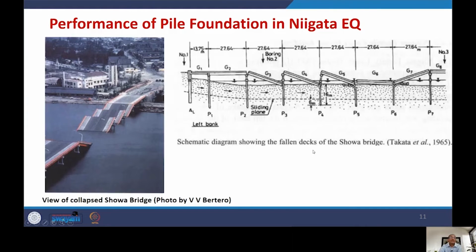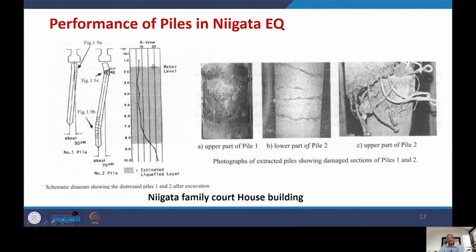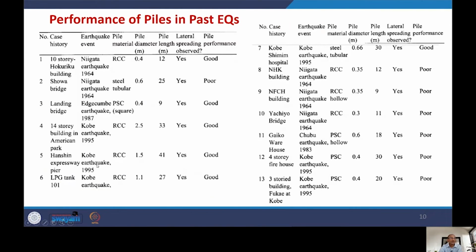The next one. Continue with the Niigata earthquake itself. And this is the pile foundation for the Niigata family courthouse building. So that has also been listed here. Niigata family courthouse buildings is here. See here. This is from the Niigata earthquake.